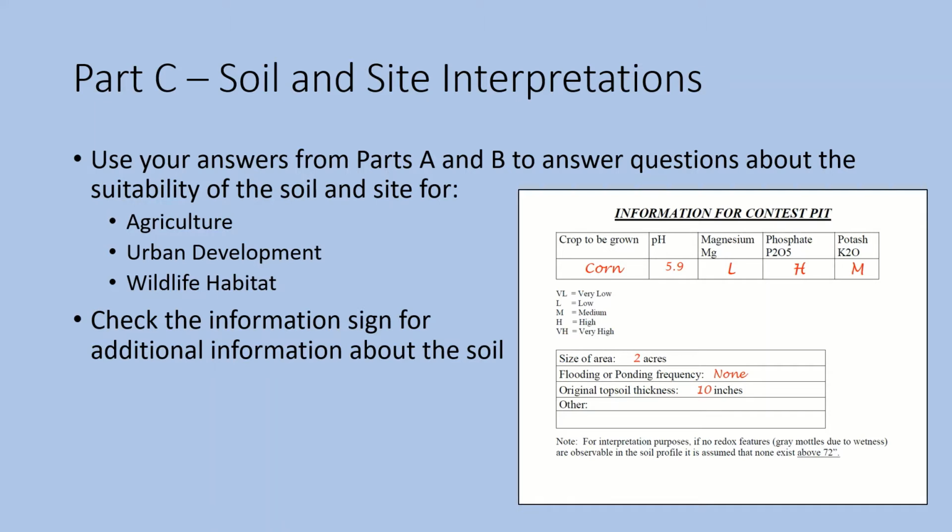The information sign will be posted outside the contest pit. It's going to give you information about the crop we want to grow at this site, as well as information about the soil nutrient levels, pH, how often the site is subject to ponding or flooding, and the original topsoil thickness. Sometimes at specific sites we might provide some additional information. In that case, we'd make sure you're aware of that and how to use it.